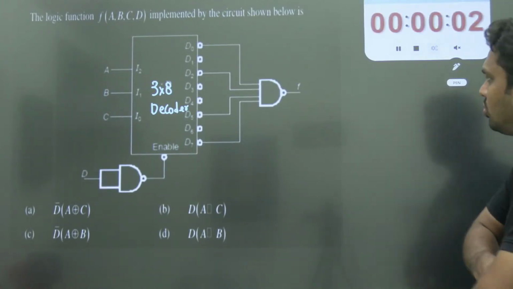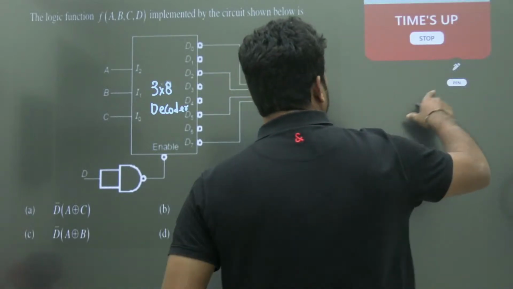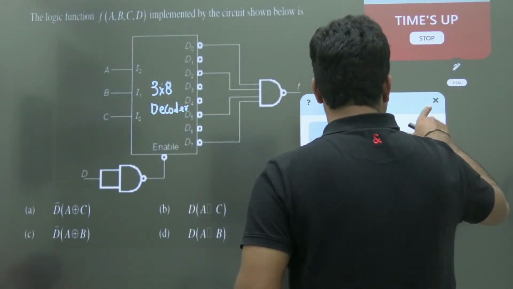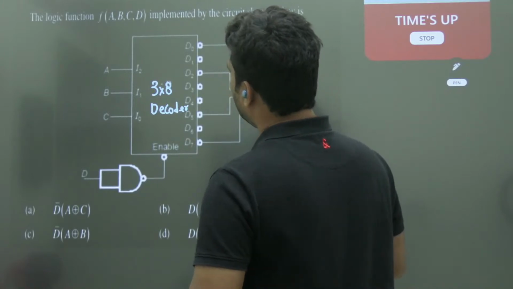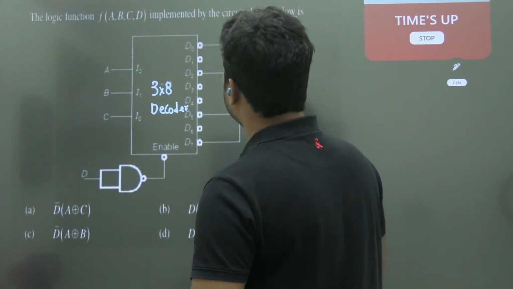Three seconds more, 2 seconds more, it's done. The function f of A is implemented by the circuit shown below.